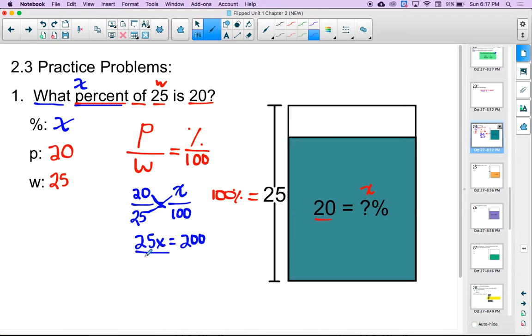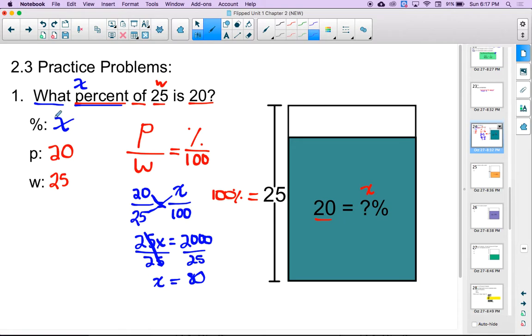We will do some simple division to isolate our variable. We'll divide both sides by 25, because 25 divided by 25 is 1, and that leaves us with 1x. 2,000 divided by 25 is 80. I had a multiplication mistake there. 20 times 100 is 2,000, so please correct that on your paper. 2,000 divided by 25 is 80.